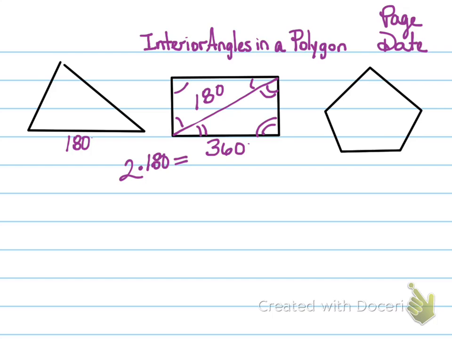Now how about a pentagon? Well, let's go from one angle and draw the diagonals. And how many triangles do you see? Very good. 3. So you're going to take 3 times 180, and you end up with 540 degrees for the total angles in there. Okay?